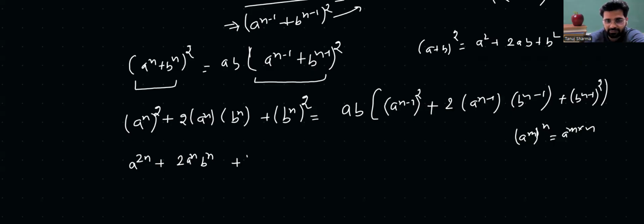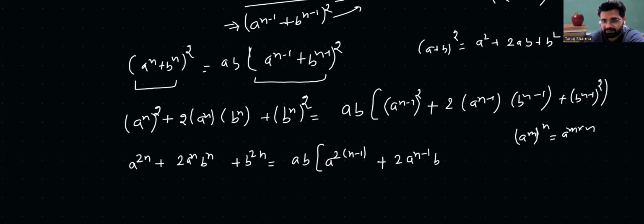Okay. So now this is AB. Now we simplify this. This is equal to a raised to power 2n minus 1, where 2 is going to be multiplied with n minus 1, and 2a raised to power n minus 1, b raised to power n minus 1, plus b raised to power 2n minus 1. So this is our simplified form.